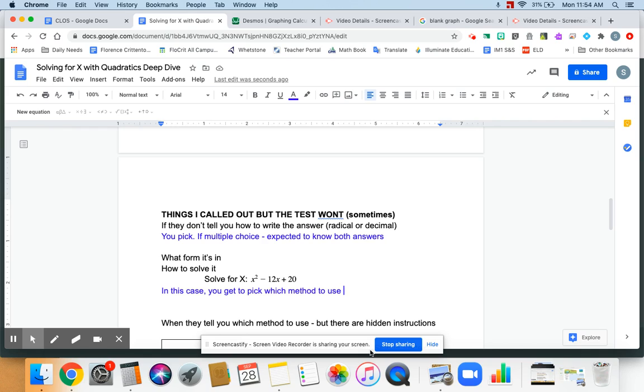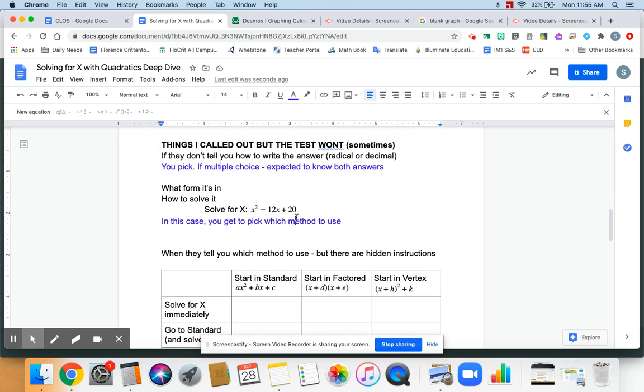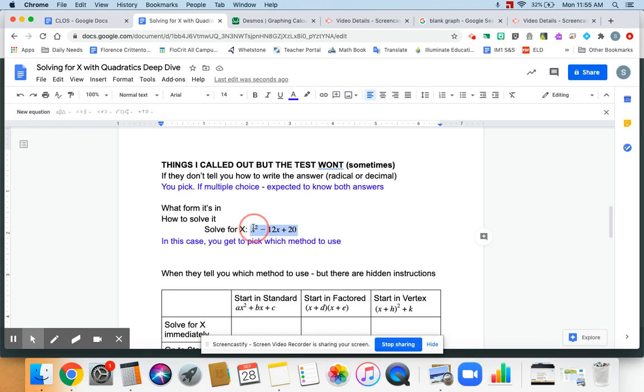Well, to move on, you can kind of pick whichever one's your favorite. For example, this one's already in standard form, so you could use the quadratic formula, or you could factor it and use the zero product property, or you can complete the square and solve for x from there. So if this is the question, you honestly just get to pick how to solve it, because there's tons of methods.